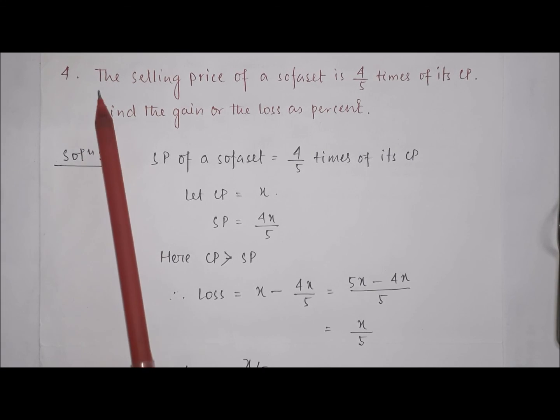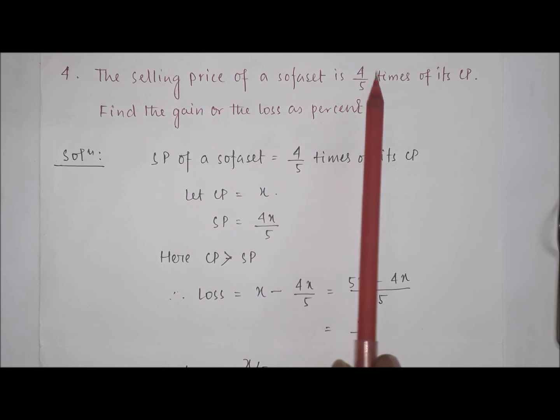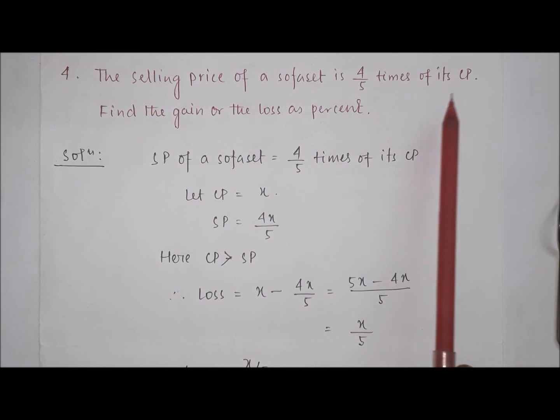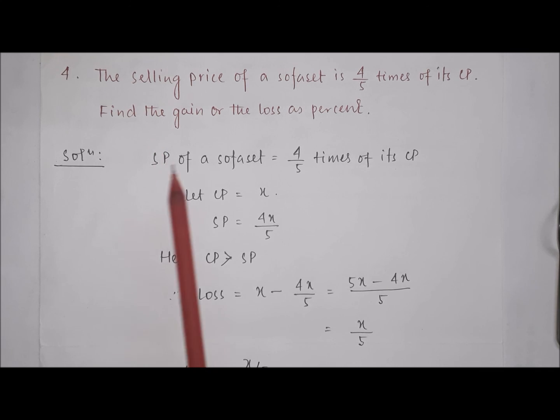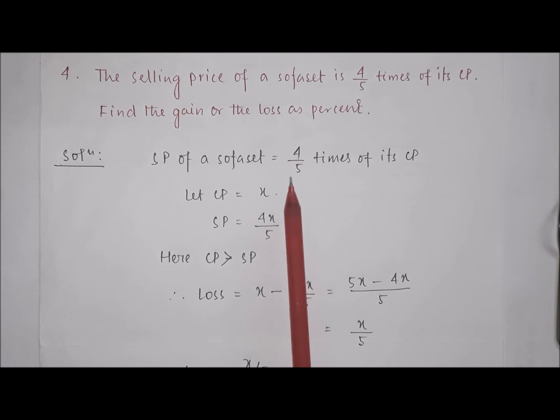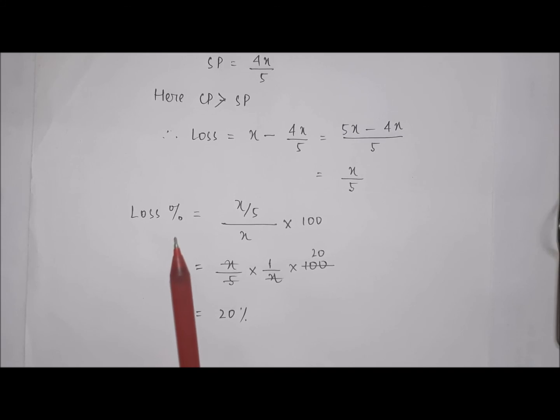Last problem of the day: the selling price of a sofa set is 4 by 5 times its CP. Find the gain or the loss as percent. Now students, see here, SP of the sofa set equals 4 by 5 times its CP. Let CP equal X, therefore SP equals 4X by 5. Therefore you can say CP is greater than SP. Therefore loss equals CP minus SP. If you simplify, you will get X by 5.